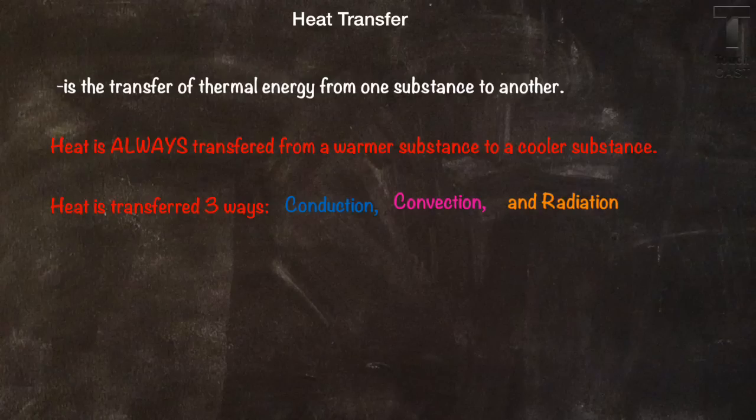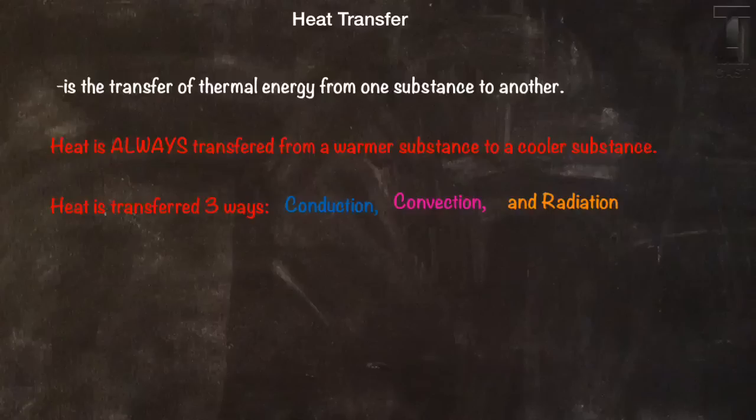Okay, now let's go on to heat transfer. Now I know I'm going a lot quicker than the normal videos you're used to, but remember, you can hit pause anytime you need to, rewind anytime you need to. So heat transfer is the transfer of thermal energy from one substance to another, which we talked about in great detail at the beginning of the year. What you need to make sure you remember is that heat is always transferred from a warmer substance to a cooler substance. And it's transferred in three different ways: conduction, convection, and radiation.